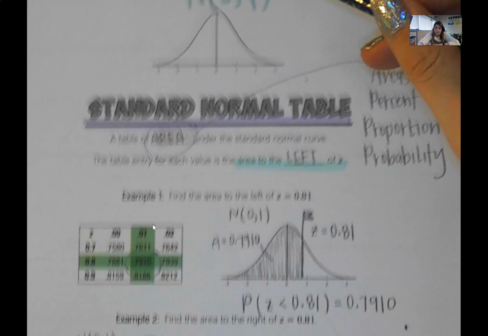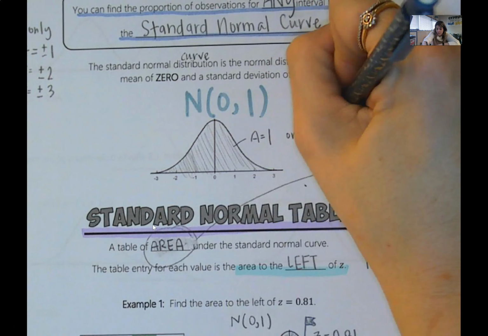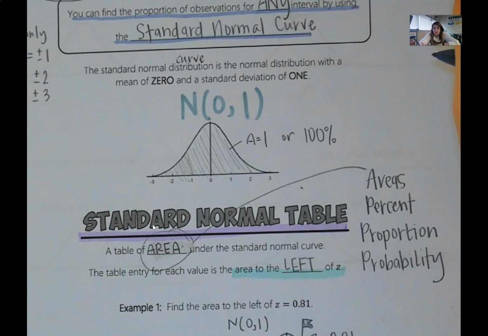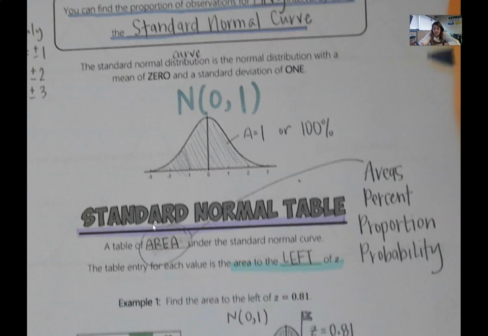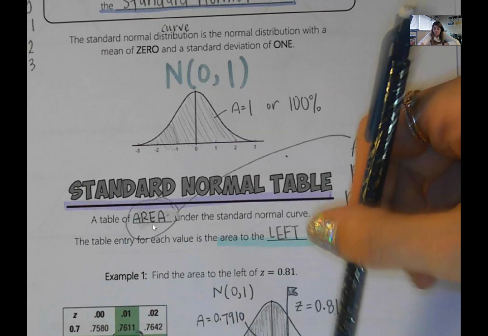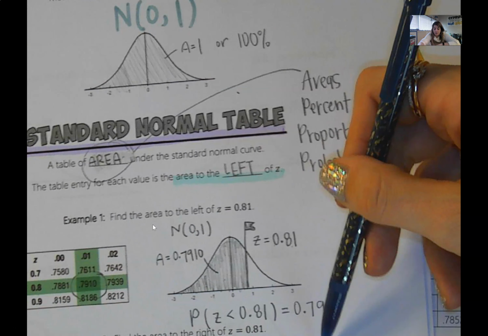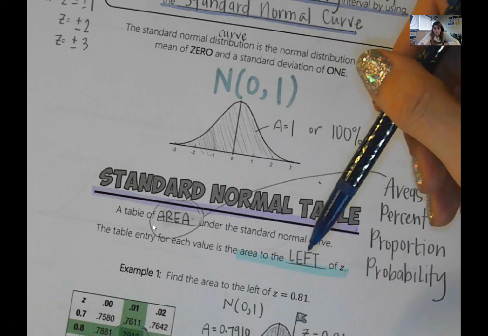The area under any normal curve. So this area under a normal curve equals 1 or 100%. So that's why down here I did 1 minus 0.7910, because the area is 1.